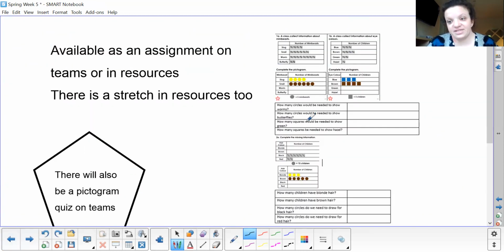So the main activity is on there as an assignment. And then there is also a quiz about pictograms and counting in 2s, 5s and 10s. And then if you're needing another challenge, you can go into the resources, into the files folder and get your stretch from there.